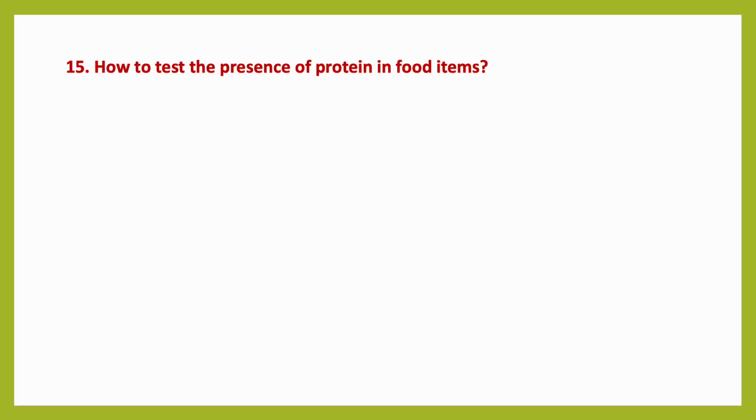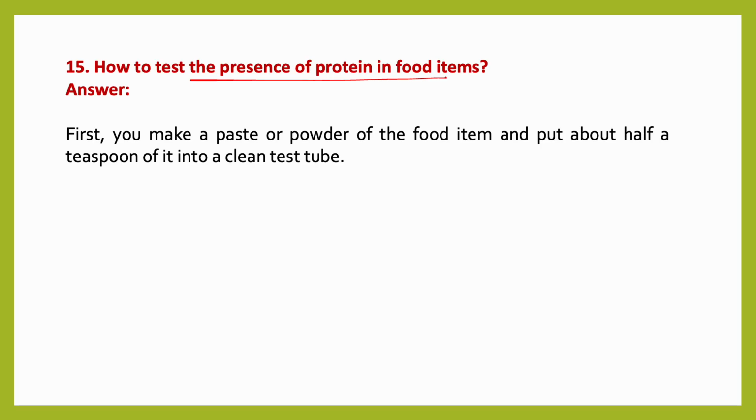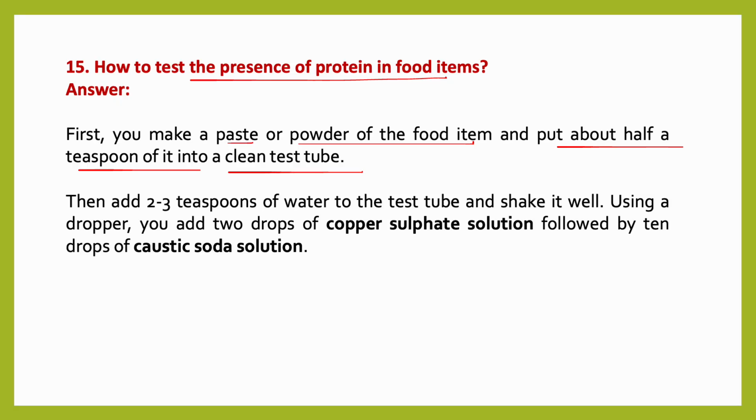How to test the presence of protein in food items? First, you make a paste or powder of the food item and put about half a teaspoon of it into a clean test tube. Then add 2 or 3 teaspoons of water to the test tube and shake it well.